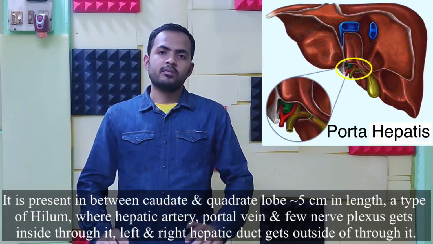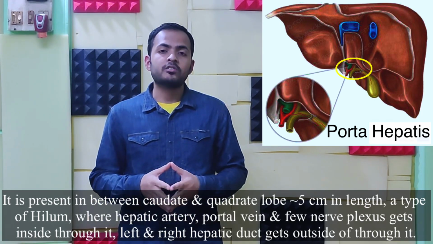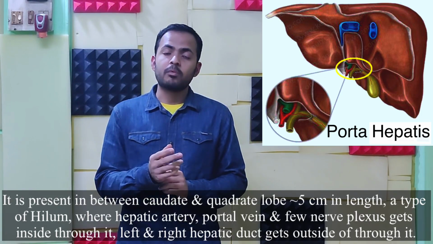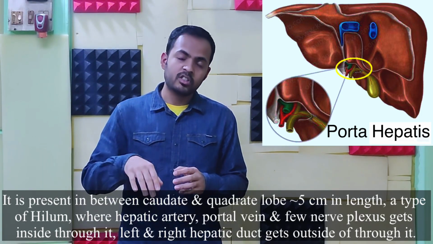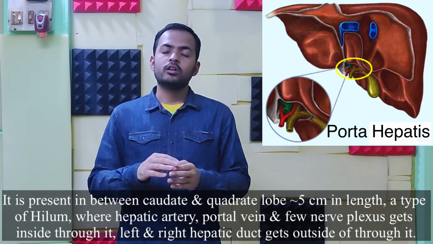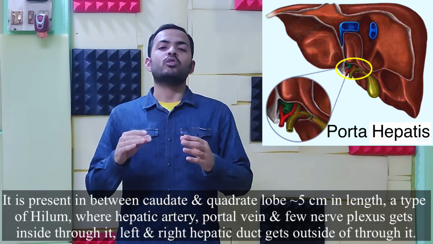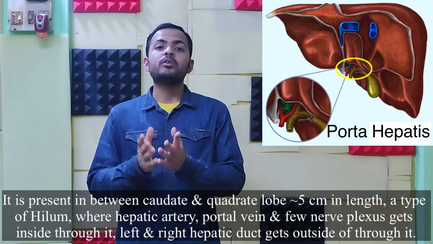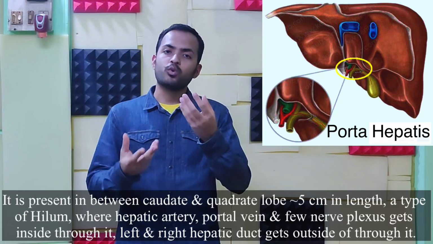Okay, now as I am saying, this is the porta hepatis. What is porta hepatis? Basically it is a 5 centimeter narrow fissure, an entry point or exit point, just like a hilum. You can say it is the hepatic hilum, or it is medically known as porta hepatis. Now it is present in between our caudate lobe and quadrate lobe.